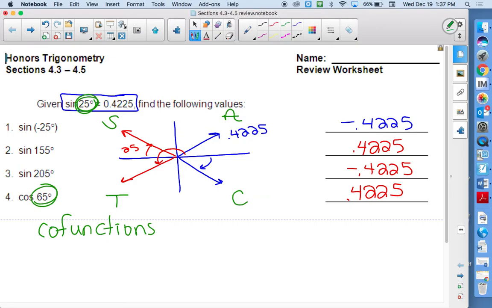So that was no calculator because I gave you the answer, and you just had to try and manipulate that. Like, what does it mean if an angle is in this quadrant? Is sine positive or negative?